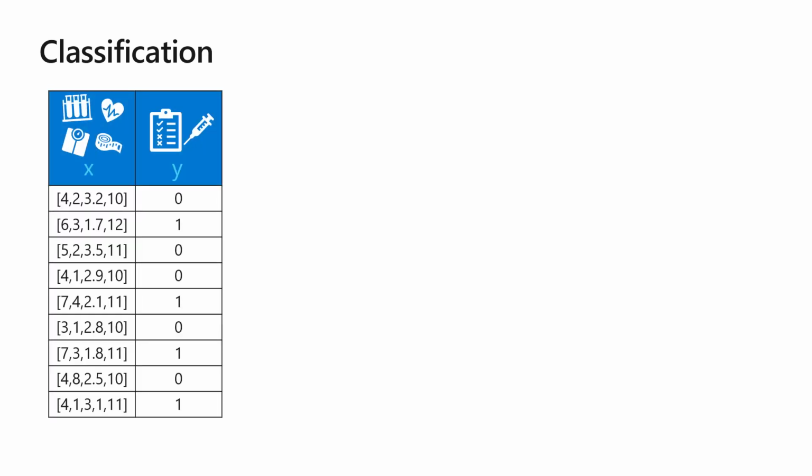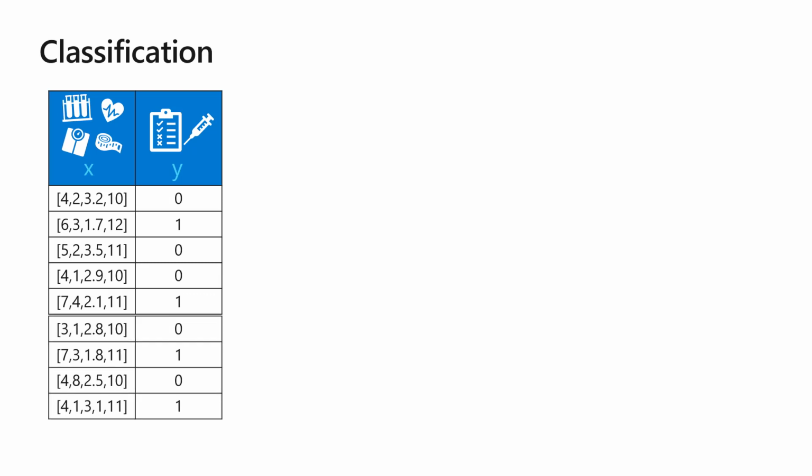So just as with regression, we'll start with some data that includes features and labels. In this case, the features are medical measurements that might be taken during a health checkup, such as weight, height, blood pressure, and so on. And this time the label isn't a numeric value, but it's an indicator of whether a patient is diabetic, in which case the label has a value of 1, or not, in which case it's 0. Now the label indicates to which class the patient belongs, diabetic or non-diabetic.